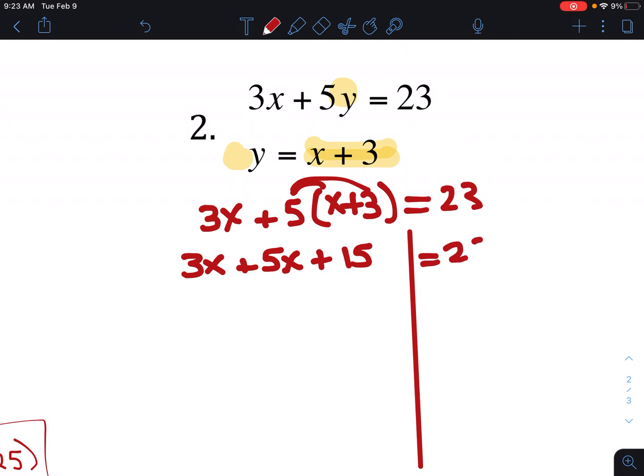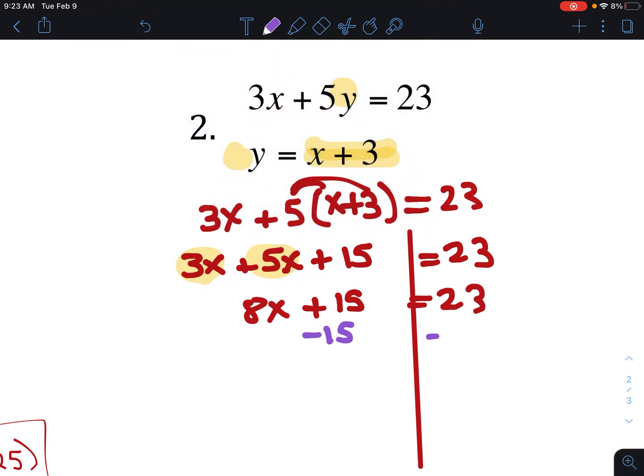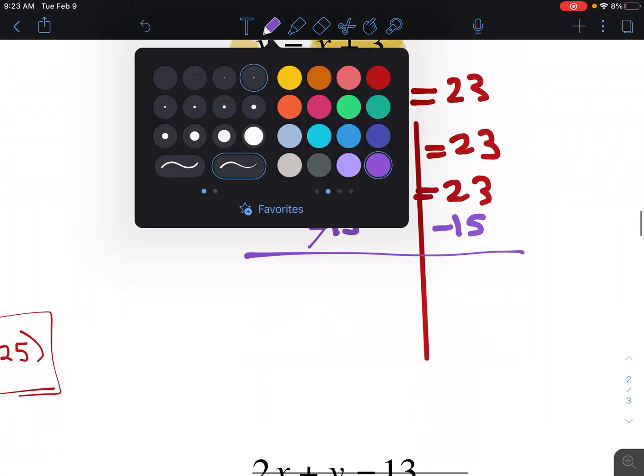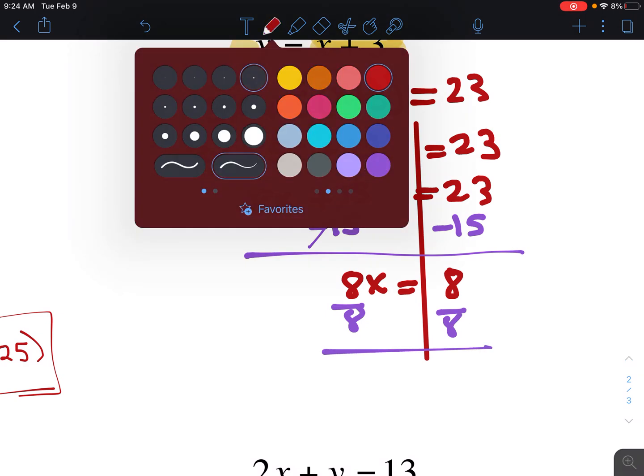All that equals 23. I've got like terms here. So I'm going to add them together. That leaves me with 8x plus 15 is equal to 23. And now I'm going to start solving. So I'm going to subtract 15 because there's no x's on the other side. So I don't have to worry about my x's right now. And that leaves me with 8x equals 8. So you probably don't have to put this in your calculator, but dividing both sides by 8 leaves me with an answer of x equals 1.